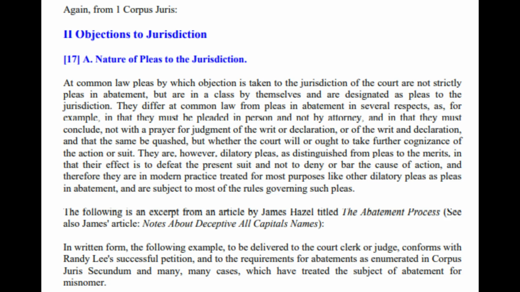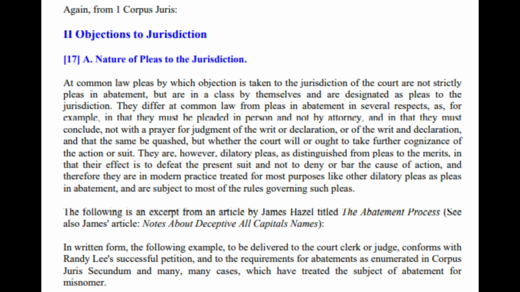Also, James' article notes about deceptive all capital letter names, which is Roman. I mean dog Latin, excuse me. The all caps is not English. That's a whole other language, and it means something else. In written form, the following example to be delivered to the court clerk or judge conforms with Randy Lee's successful petition and to the requirements for abatements as enumerated in Corpus Juris Secundum, and many cases which have treated the subject of abatement for a misnomer.